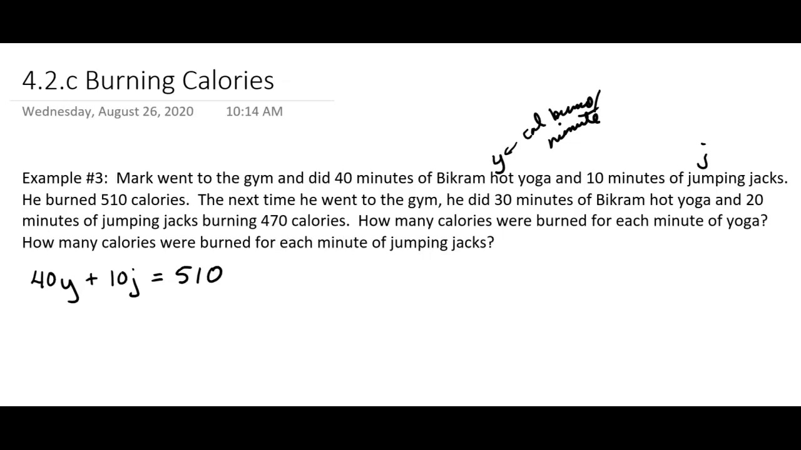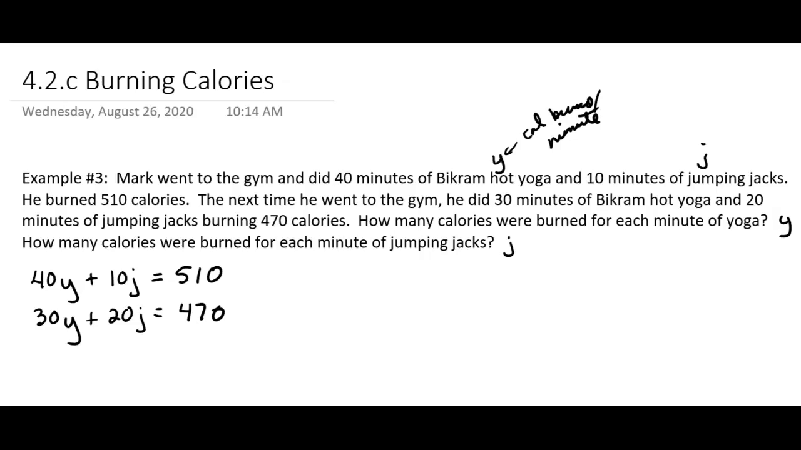All right, so the next time he went to the gym, he did 30 minutes of yoga and 20 minutes of jumping jacks, and he burned 470 calories. How many calories were burned for each minute of yoga? How many calories were burned for each minute of jumping jacks? So in other words, we're trying to figure out what's Y and what's J, okay? That's the question. Okay, so it's really set up for the elimination method.